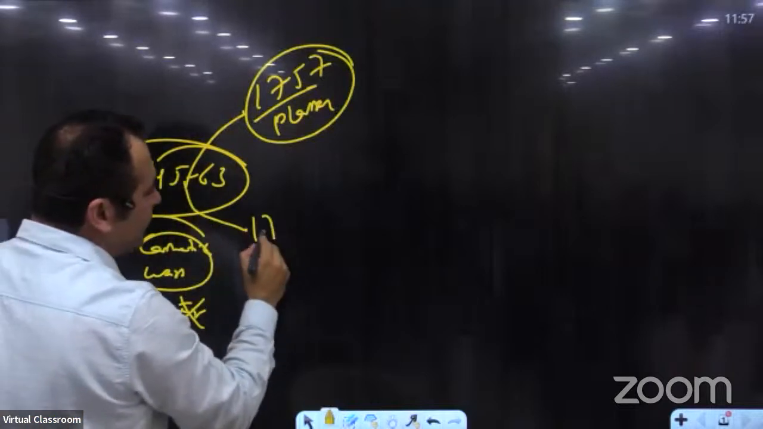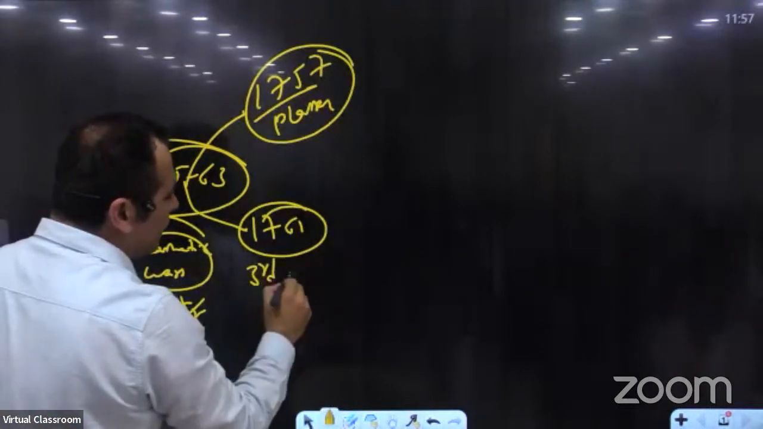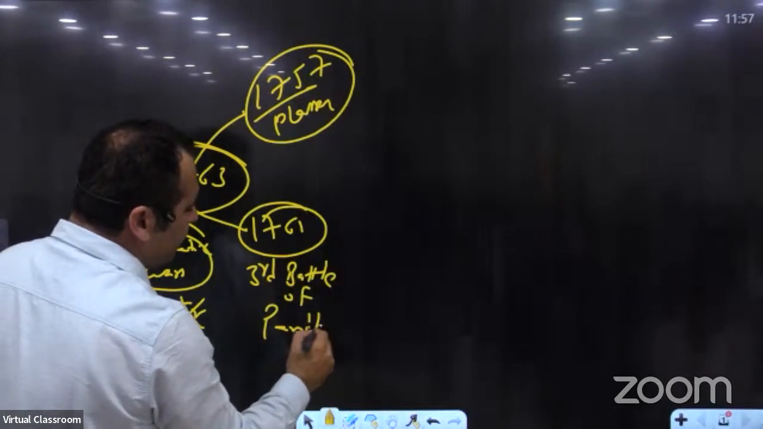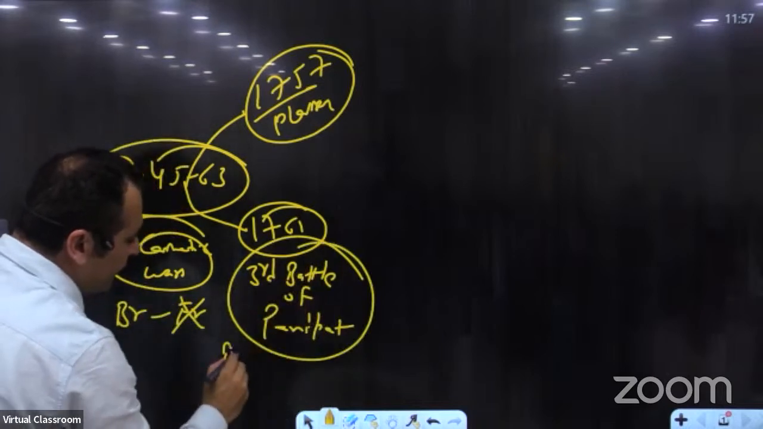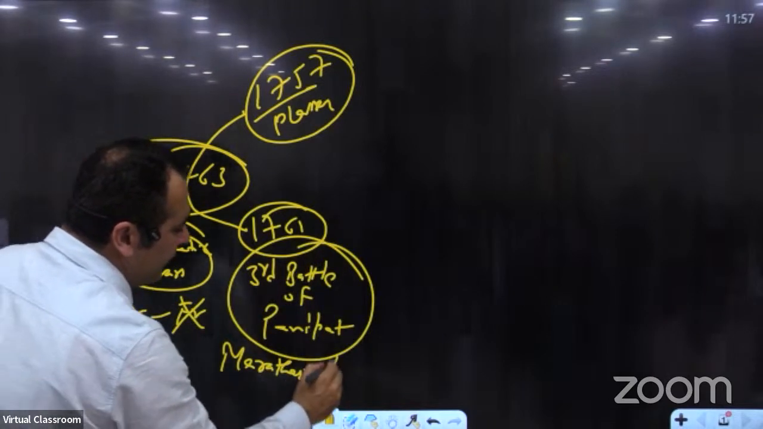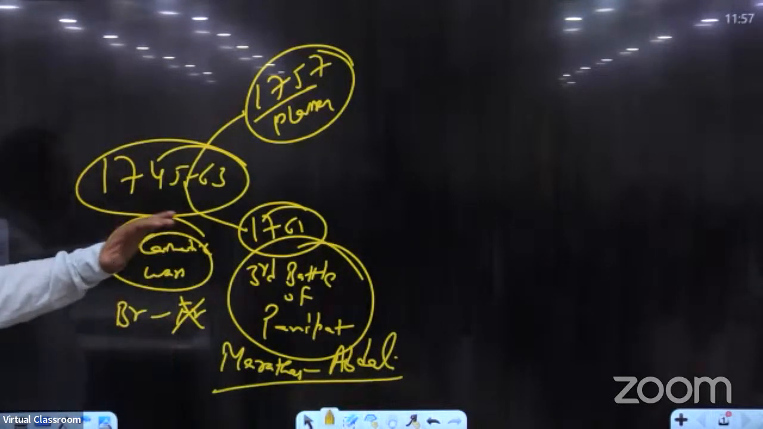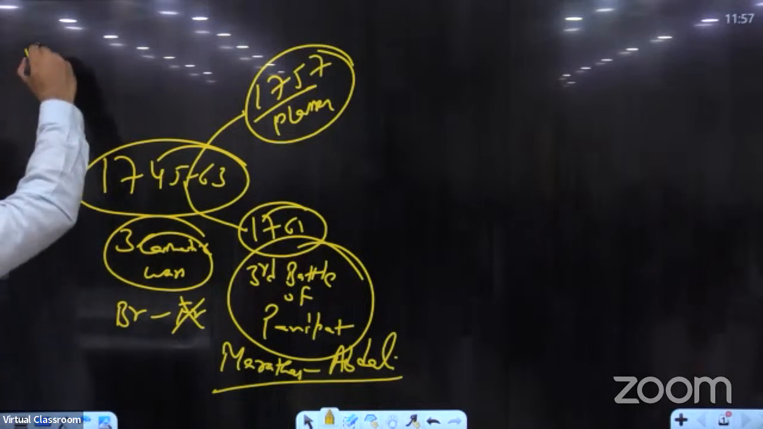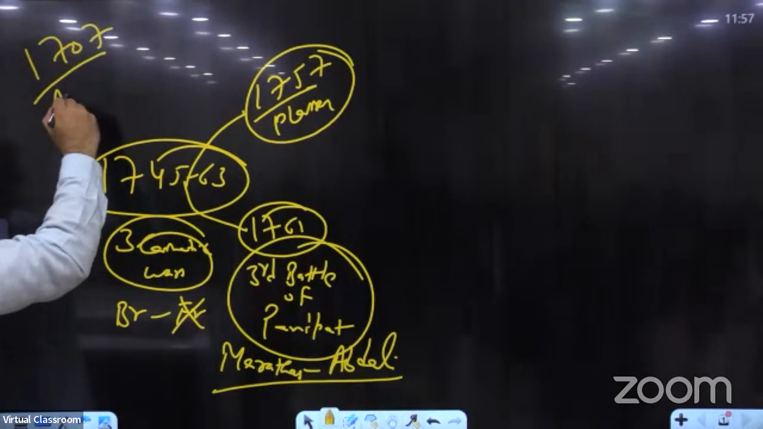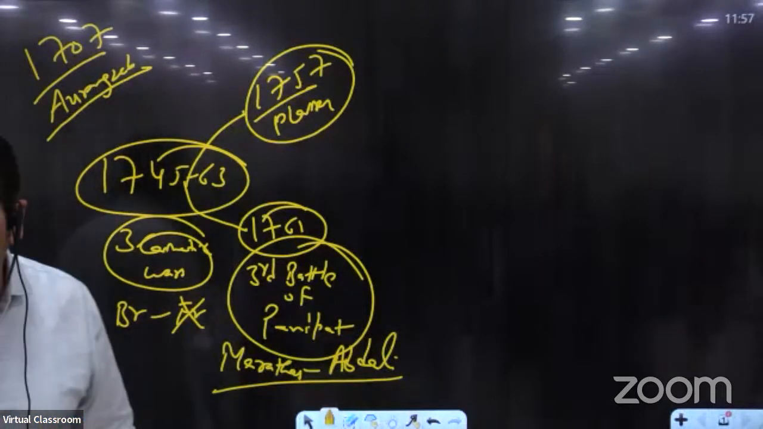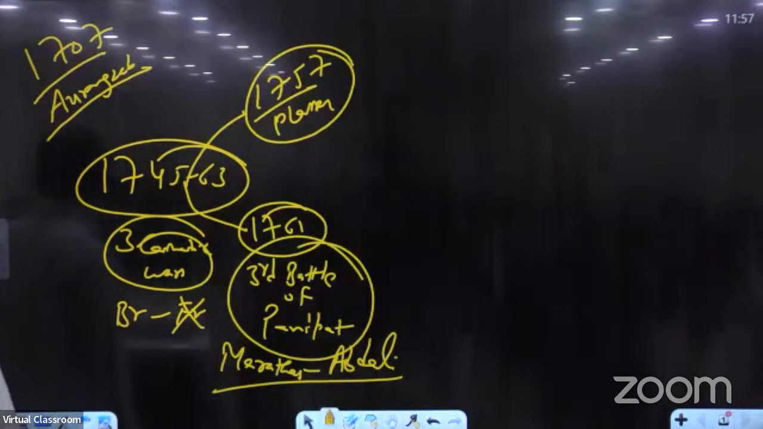In between this, in 1761, the Third Battle of Panipat happened. With this Third Battle of Panipat, the Marathas were defeated by Ahmad Shah Abdali, the Afghan invader. Now, what is so important about this battle, particularly, in 1707, Aurangzeb died. He was the last of the great Mughals. When we talk about great Mughals, we have Babur, Humayun, Akbar, Jahangir, Shah Jahan, Aurangzeb. They are the six great Mughals.